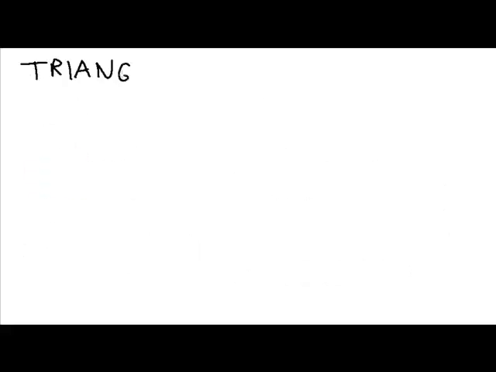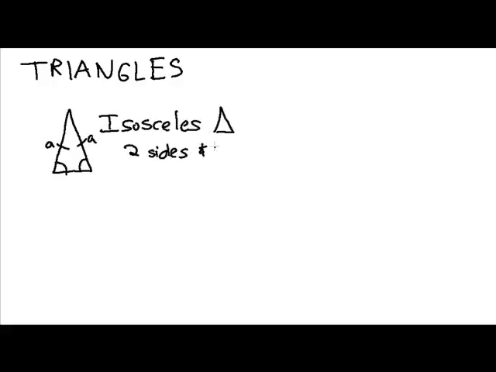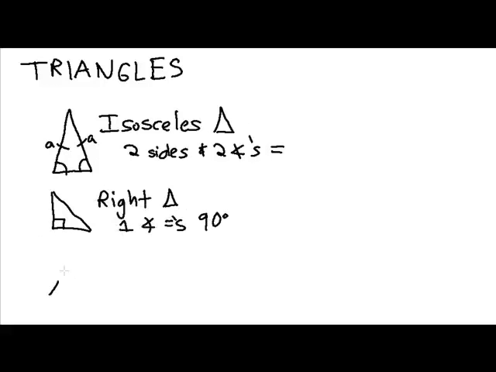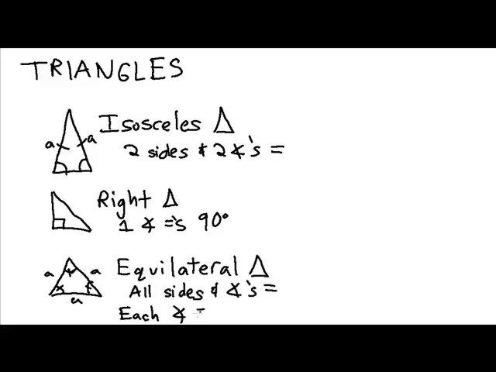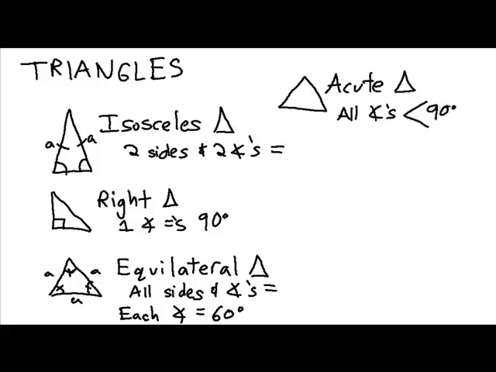Types of triangles: isosceles, 2 sides and 2 angles are equal. Right triangle, 1 angle equals 90 degrees. Equilateral triangle, all sides and angles are equal and each angle equals 60 degrees. Acute triangle, all angles are less than 90 degrees. Obtuse triangle, 1 angle is greater than 90 degrees.